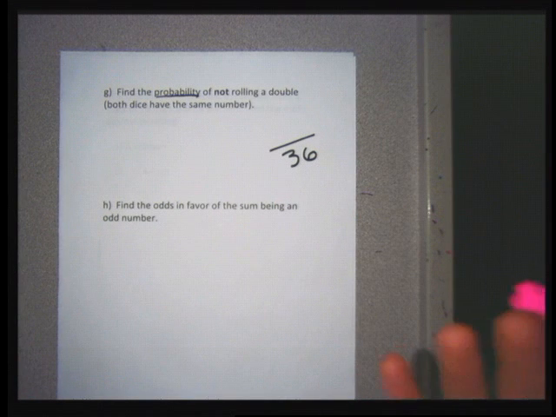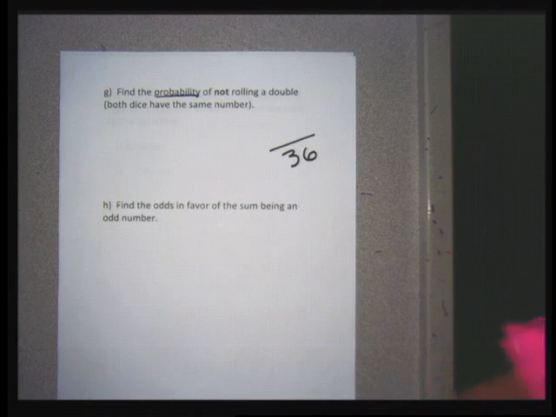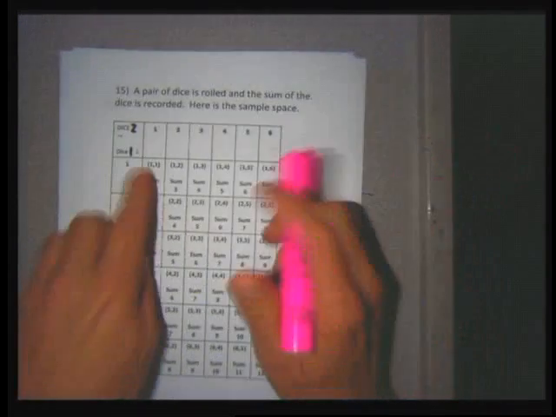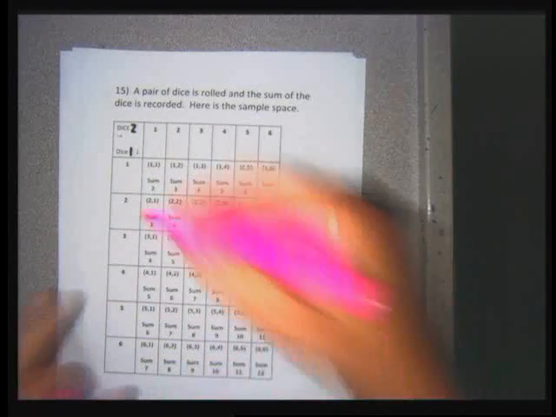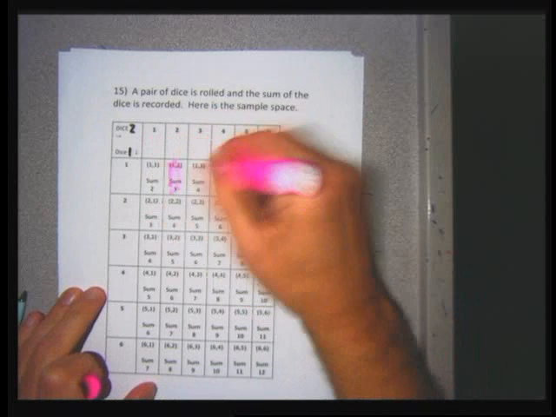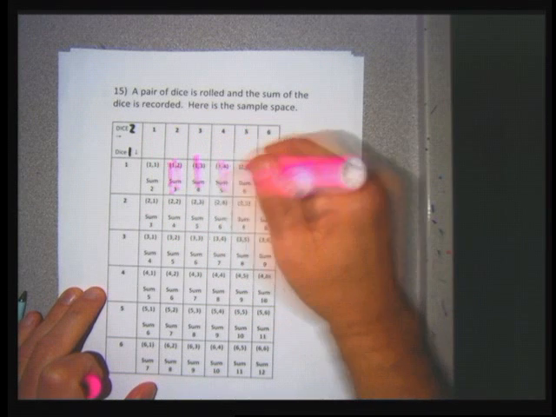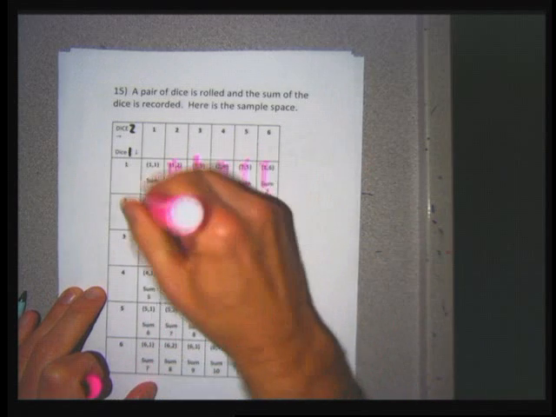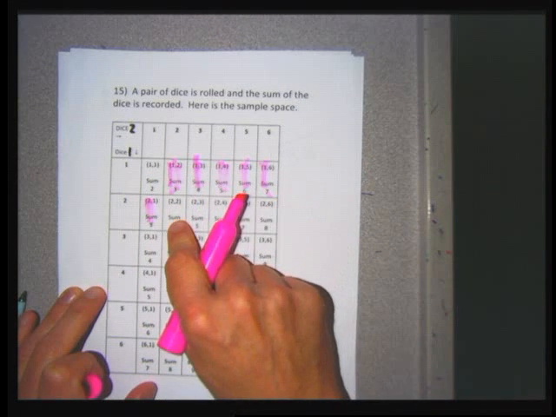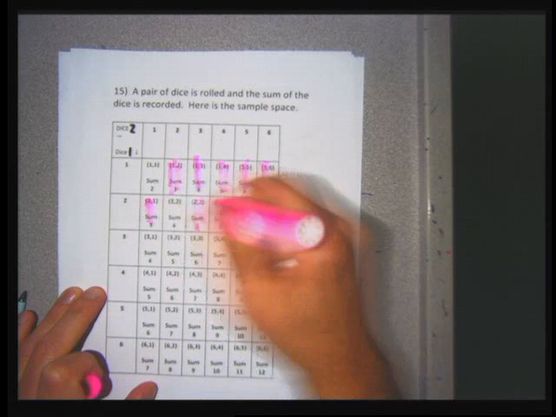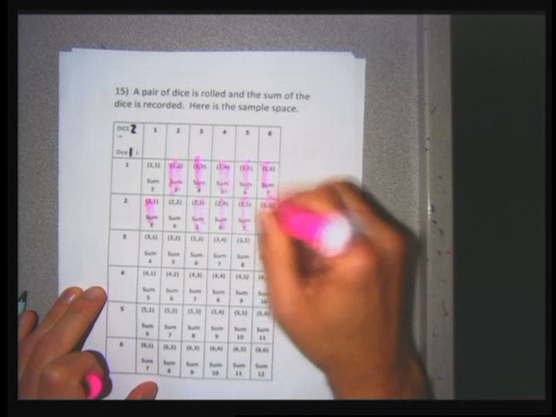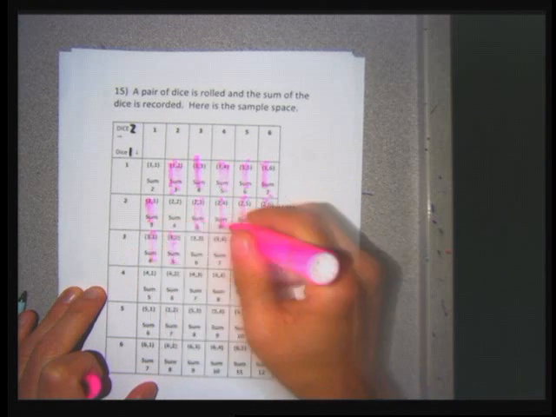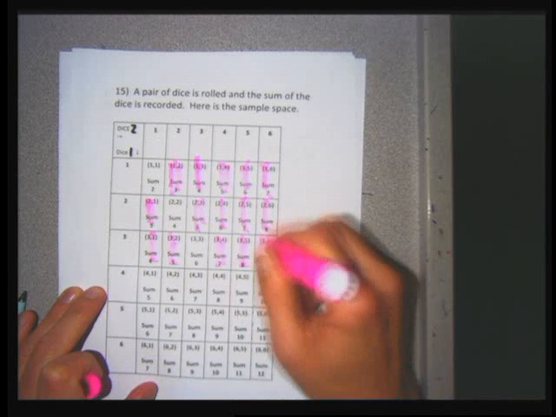A double is like a 1,1, 2,2, 3,3, 4,4, 5,5, and 6,6. So 1,1 is a double. I'm counting not a double. So I'm going to count that's not a double, that's not a double, those aren't doubles. 2,1 is not a double, 2,2 is a double. I'm finding the probability of not a double, so I'm not counting the doubles. So I'm going to go through and mark up every one that needs to be counted.